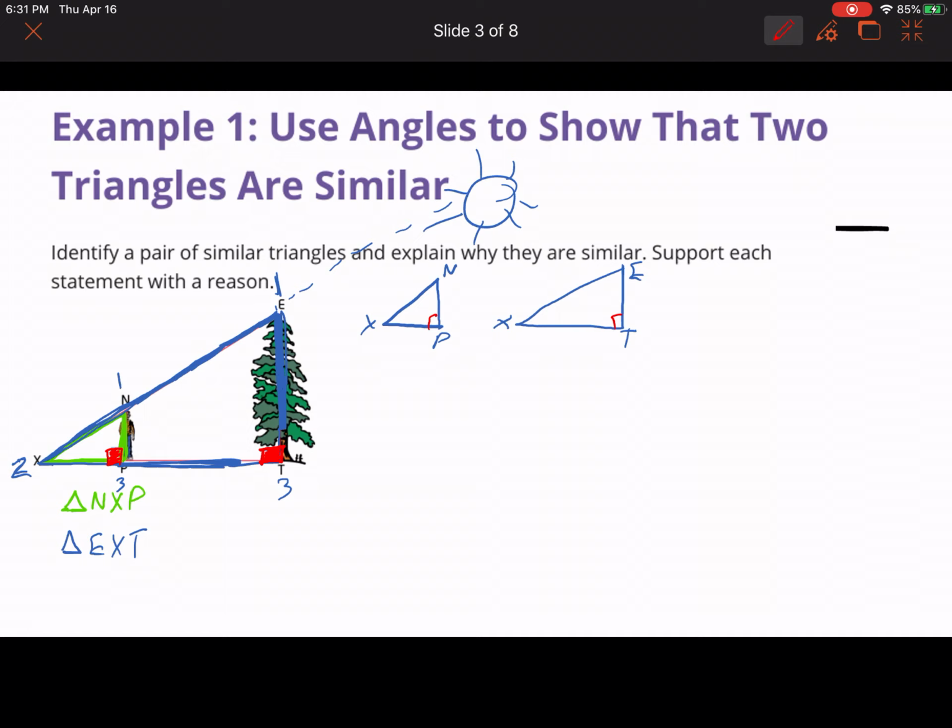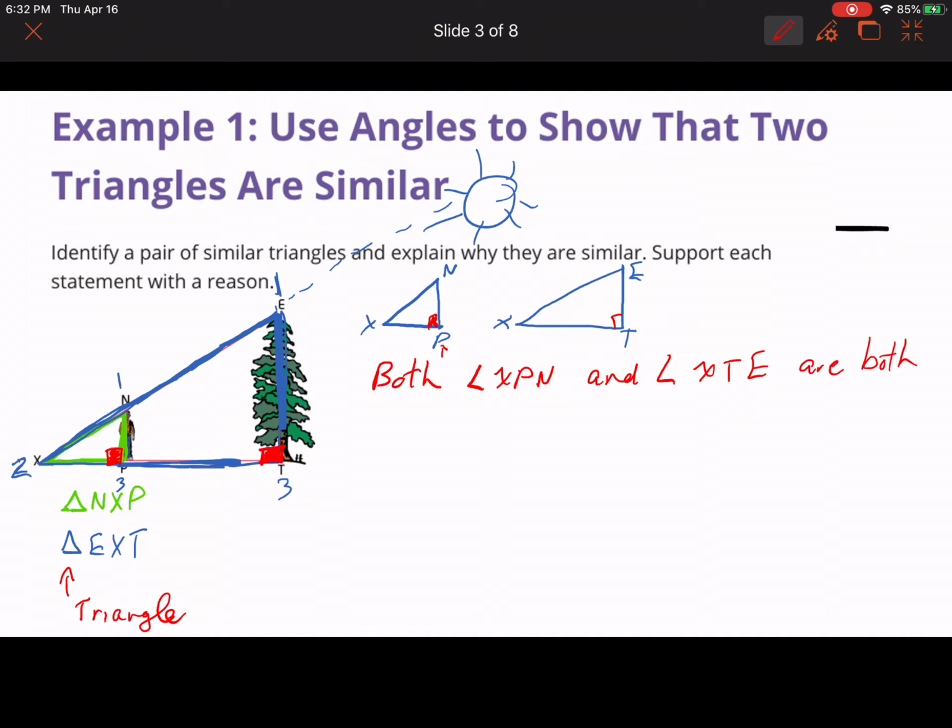So we could write, when we talk about an angle, this is the symbol for triangle, and this is the symbol for angle. So angle XPN, and again we're putting P in the middle because we're talking about the angle at P, and angle XTE are both right angles.